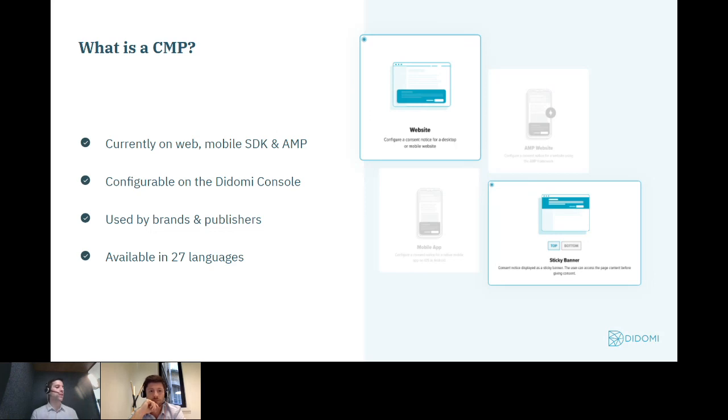And for this, many people, especially in the publishing space today, use CMPs, consent management platforms. Now, our CMP, which is one of the leading CMPs technologically speaking, and also in terms of market presence out there, is today available on the web. We will show you a couple of examples just after, but also as mobile SDKs, for mobile apps, and in accelerated mobile pages. It can be configured, which means customized, A/B tested, etc., on what we call the Didomi console.